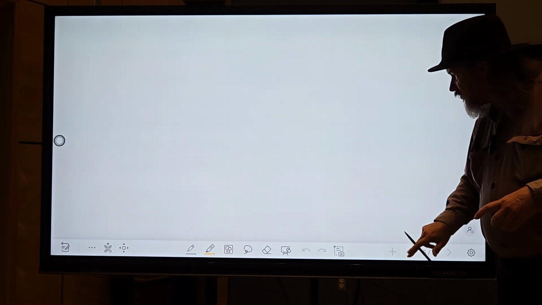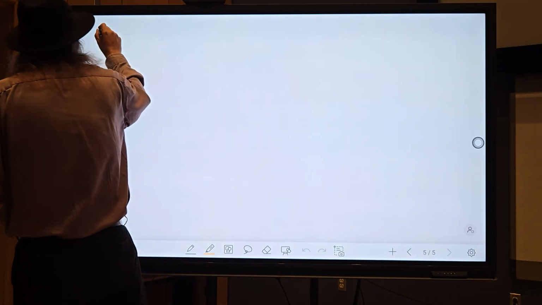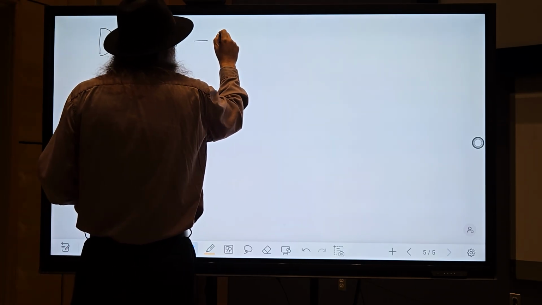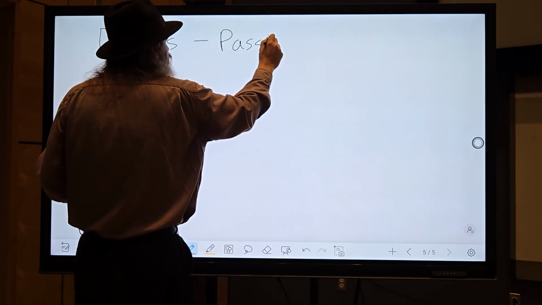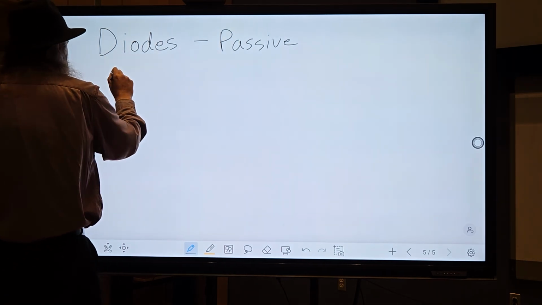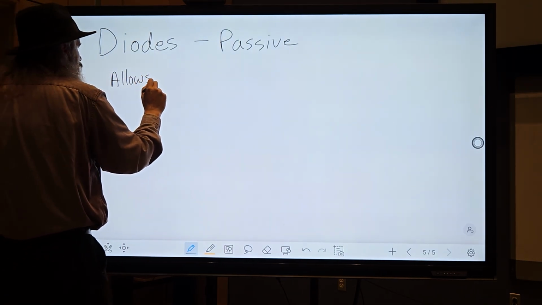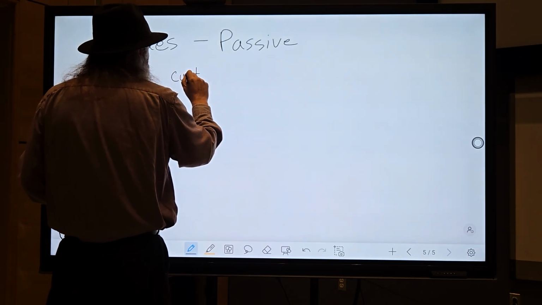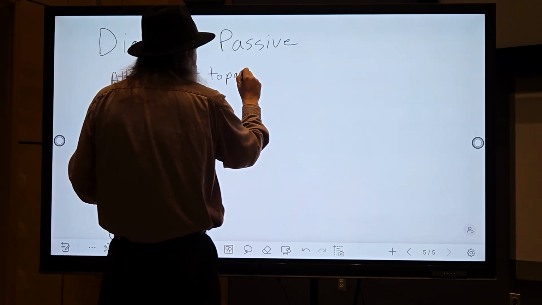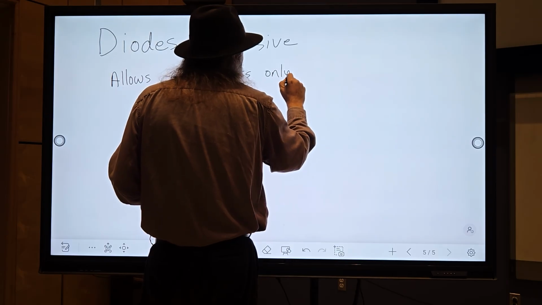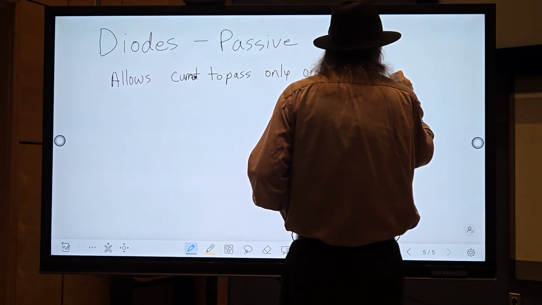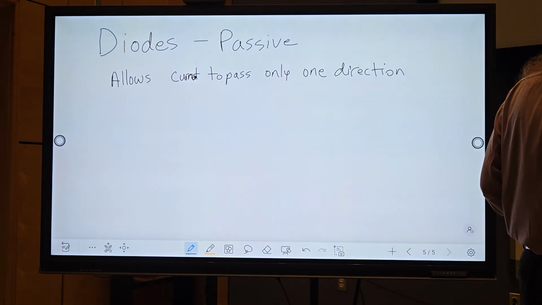We're going to look at LEDs, or diodes, I should say. Also a passive device. A diode allows current to pass only in one direction. Allows current to pass only in one direction.